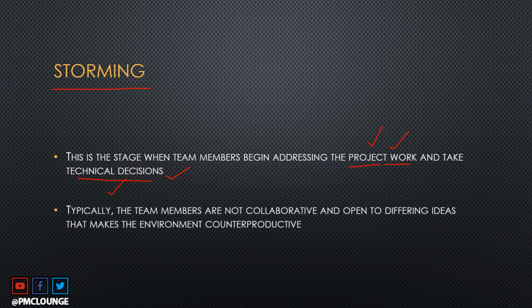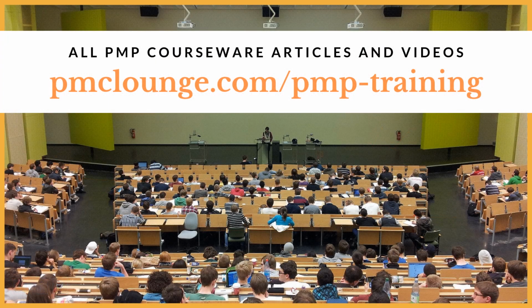So the team members are not collaborative here, and they are also not open to differing ideas that other team members may have. All of this makes the environment counterproductive. So basically, this is the stage when things are going south. You, as a project manager, need to work and make sure that this stage is as small as possible, and the team moves over from this stage as soon as possible.